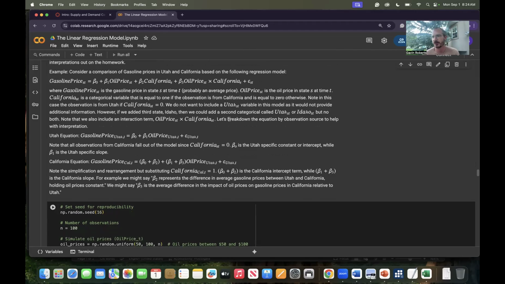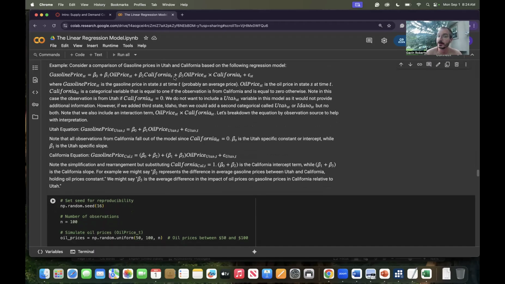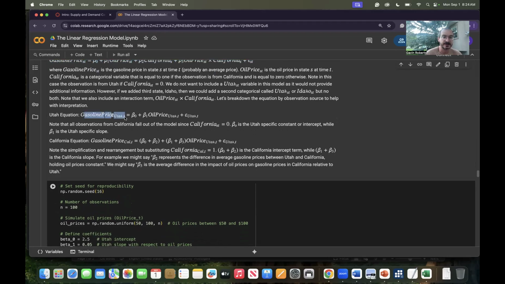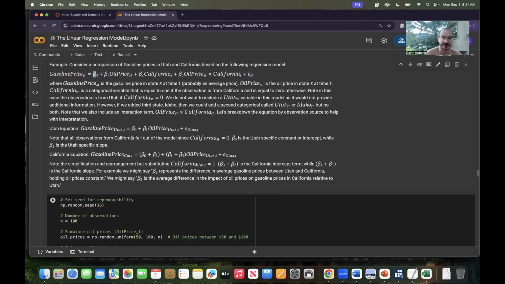So let's pretend, just for the sake of this, I'm only going to collect data from Utah and California to make this easy to think about. Then I could actually rewrite this regression model in 2 different ways. One is the Utah equation, where the value of the California variable is 0. So what happens to this equation if the value of the California variable is 0? Well, I just get this back. Gasoline price, notice I can write Utah there. Beta 0, because that's not getting multiplied by California. Beta 1 also not getting multiplied by California.